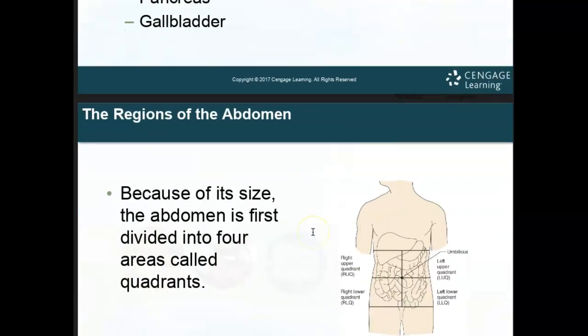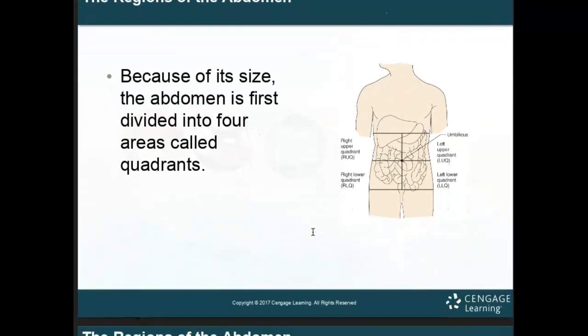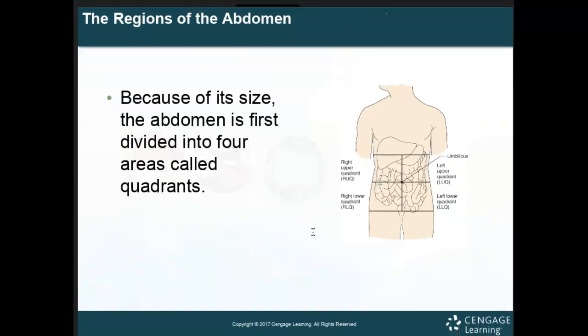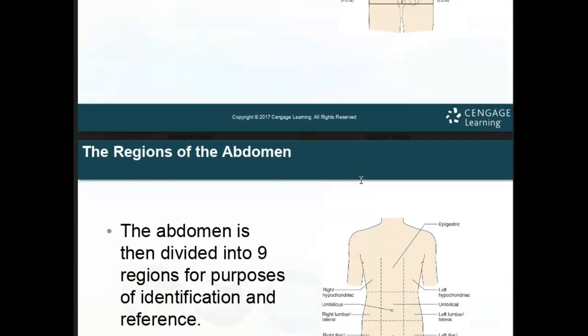The regions of the abdomen, because of its size, are divided into four sections. We call them quadrants. So you have the right upper quadrant, the left upper quadrant, here's the belly button, which we call the umbilicus, the right lower quadrant, and the left lower quadrant. This is used to identify where symptoms are occurring so that diagnostic testing can be completed to ensure that the right organ is being identified.